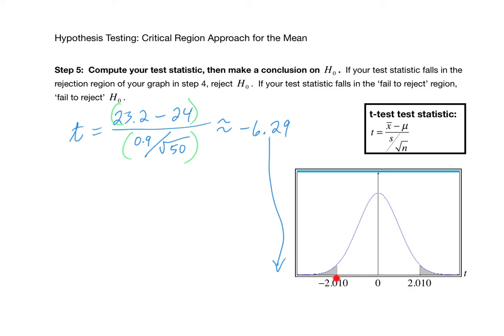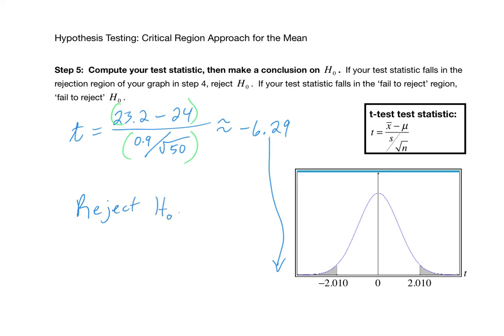Because negative 2.010 is greater than negative 6.29. So it falls out in this tail. And recall, the shaded tails are what we call the rejection region. So that means because this is so far out here in the shaded area, we need to reject H naught. So let's actually simply write that down. We want to reject H naught.